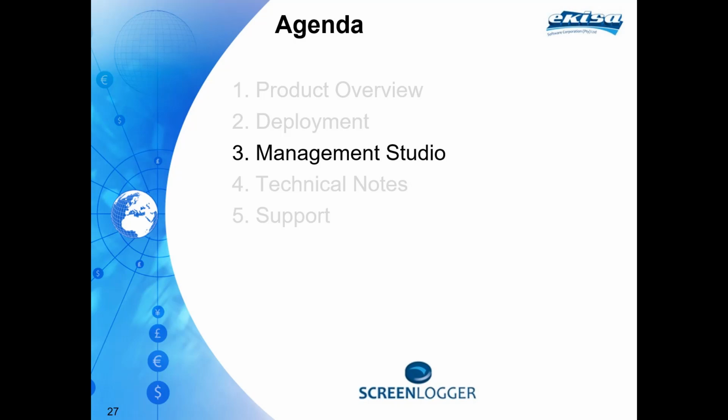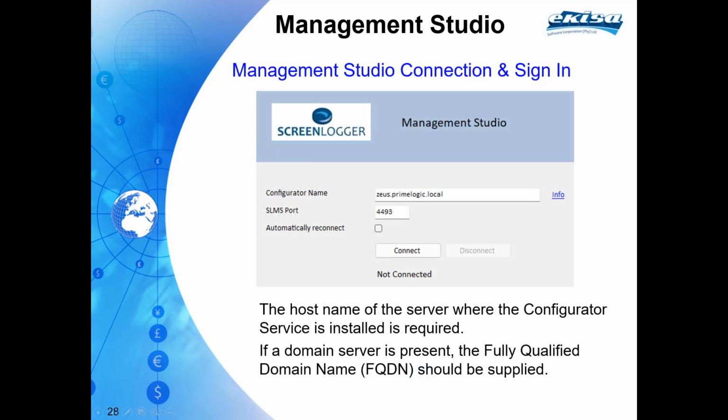Management Studio. When the ScreenLogger Management Studio is launched, it needs to connect to the configurator service. The host name of the server that hosts the configurator service must be supplied. If a domain server is present, the fully qualified domain name is required. It is also possible to provide a public system alias name if the configurator is cloud-hosted.